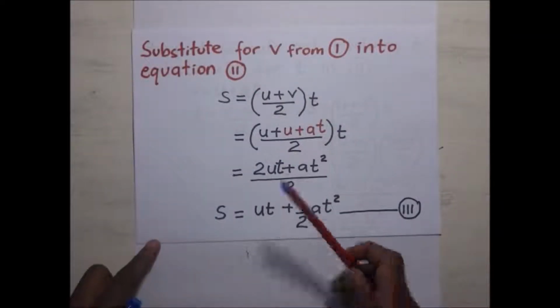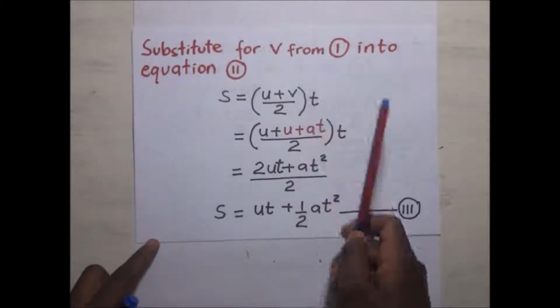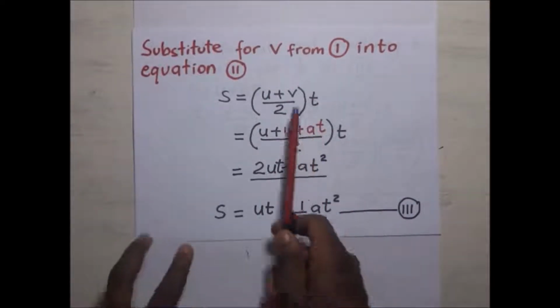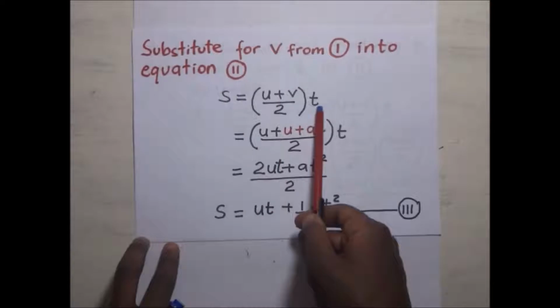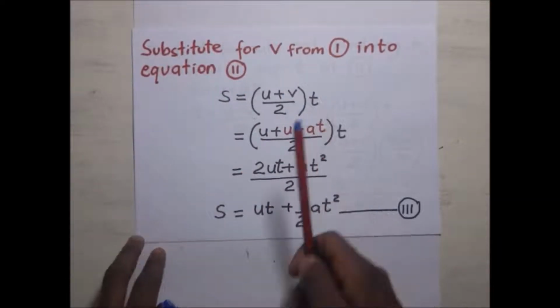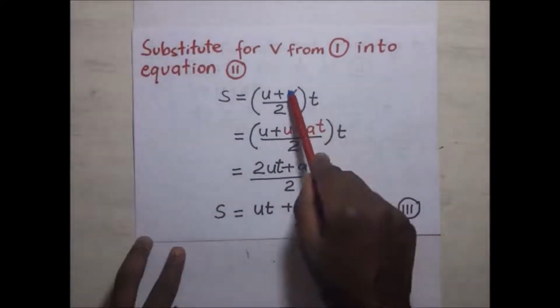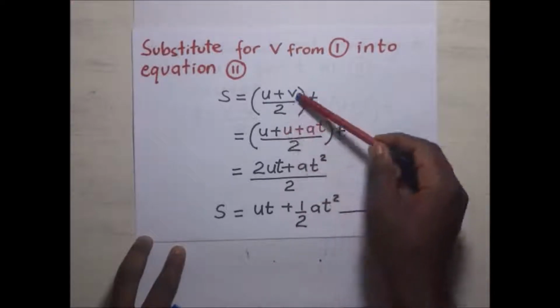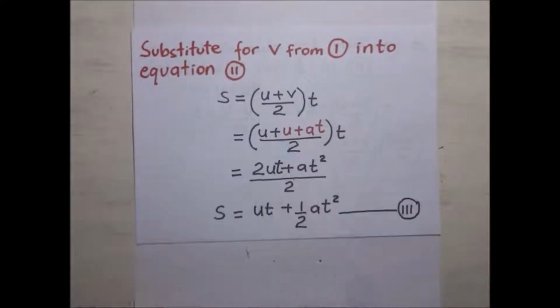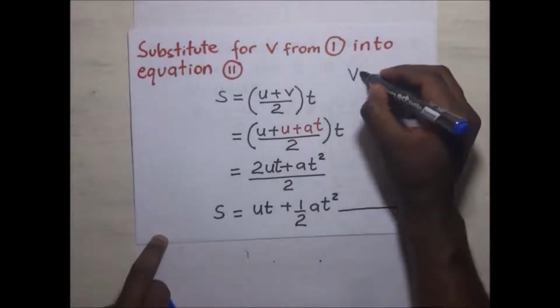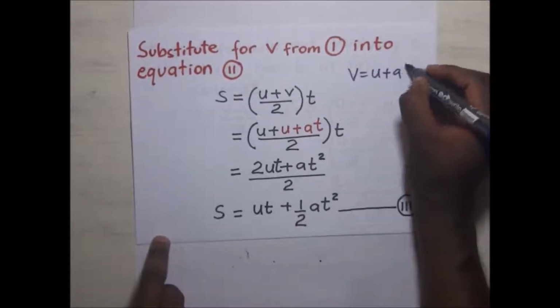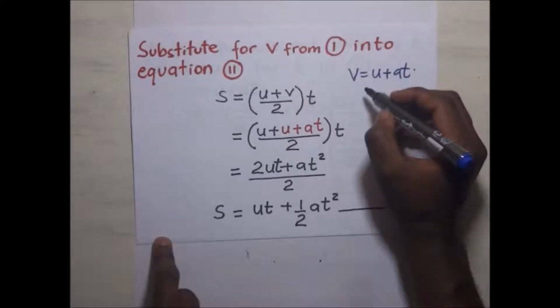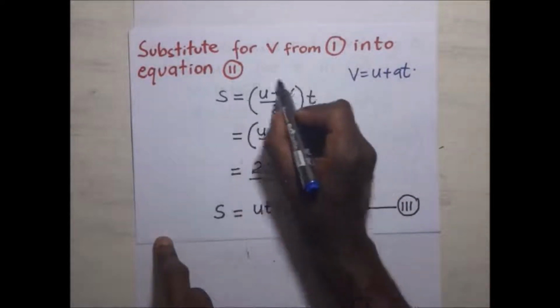So for us to get the next, third equation of motion, we are going to take the second equation of motion we derived earlier, and then we eliminate v. When we eliminate v, it means that we are going to use our first equation. Our first equation of motion was v is equal to u plus at. And our second equation we got was this one.